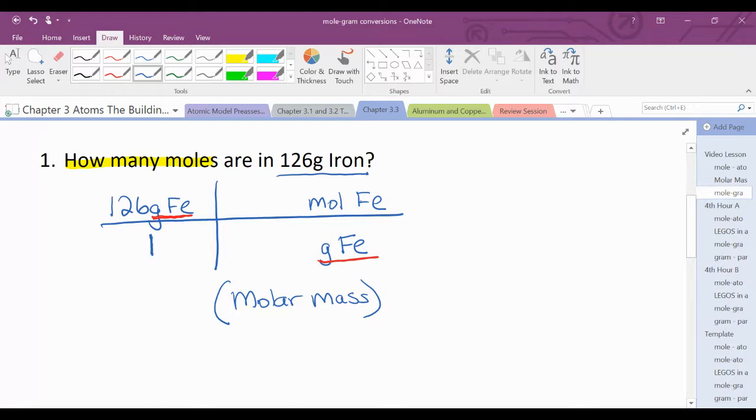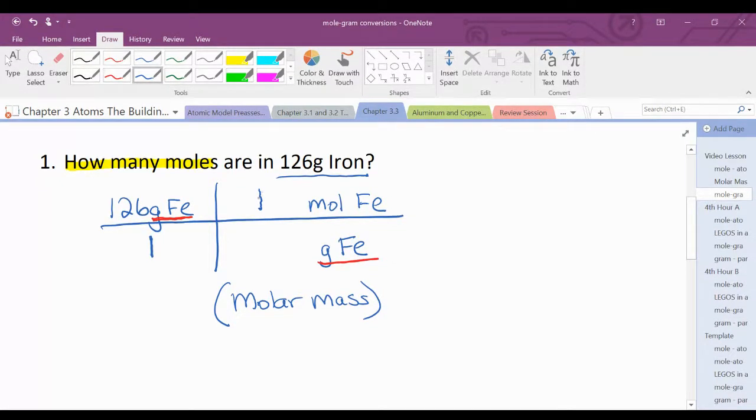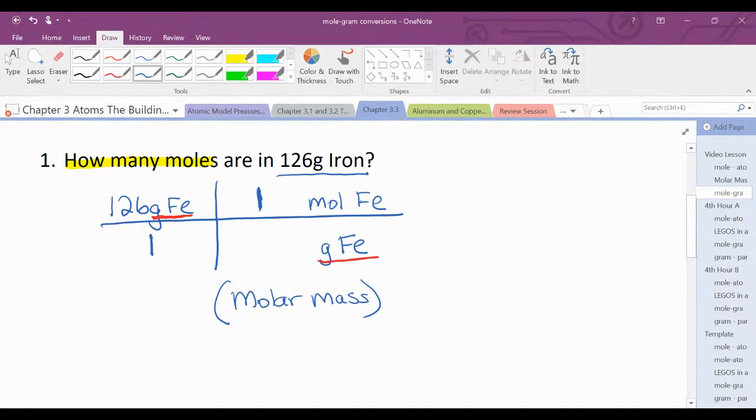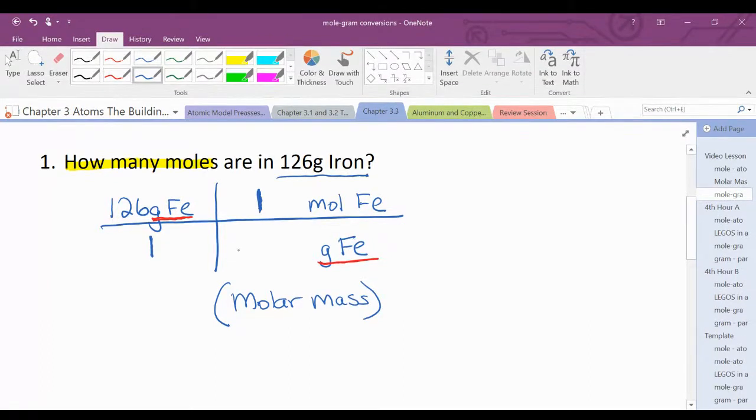The only other conversion factor we're using is Avogadro's number, which is moles and atoms. Wherever it says moles, there's 1 mole. This is the definition of molar mass, 1 mole. And then I look at my periodic table. Iron is Fe, and that's 55.85 grams.